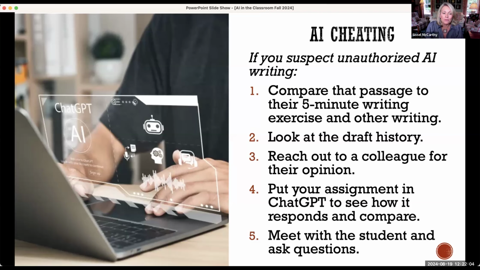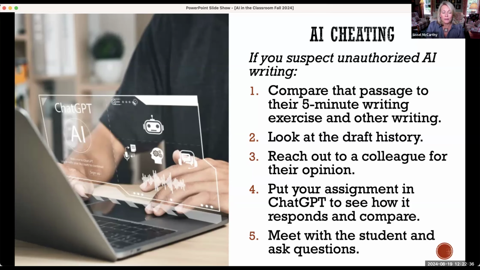And meet with the student and ask questions. So I think it's always important to meet in person with the student and ask them how they approached the assignment, what they were trying to say in the passage that you're concerned about, what the language they used means, what inspired them to choose that angle. A lot of times, if they didn't write it themselves, those are very hard questions to answer. And often this is when they'll admit to using AI.